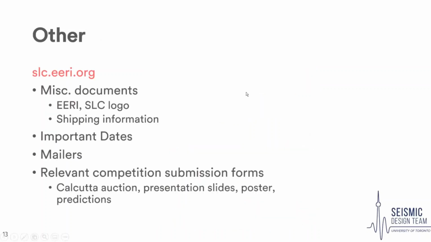There are also some other documents. There's miscellaneous ones like the EERI and SLC logo, some shipping information. There's a list of important dates at the very bottom. Mailers, which are like more detailed information about the competition. Like they'll tell you where exactly it is and what each day is going to be like, things like that. And then also there's some relevant competition submission forms, like the Calcutta auction slide, presentation slides, a poster which you have to submit as a PDF, and your predictions.